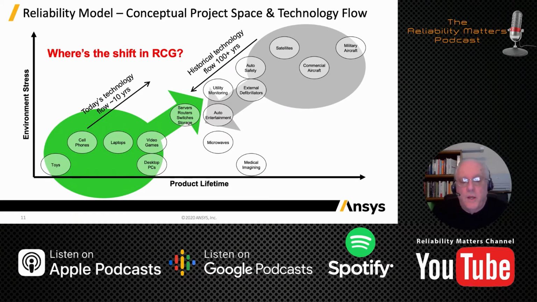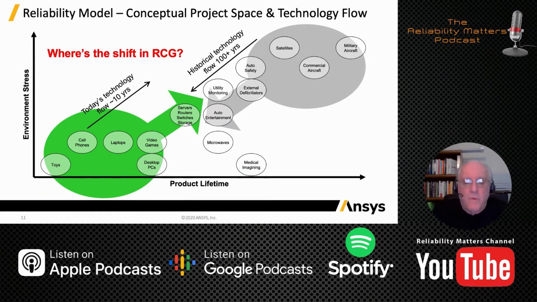So what we as design and reliability engineers are faced with is taking those materials, processes, components, and designs that were intended for use in that lower left-hand quadrant and dragging them up into the upper right-hand quadrant. So that's a much more difficult set of processes.